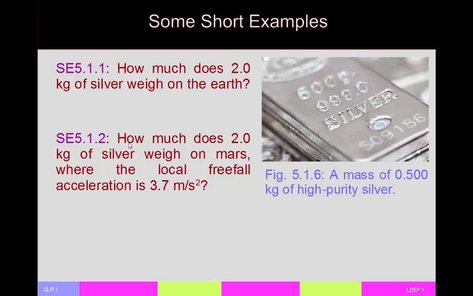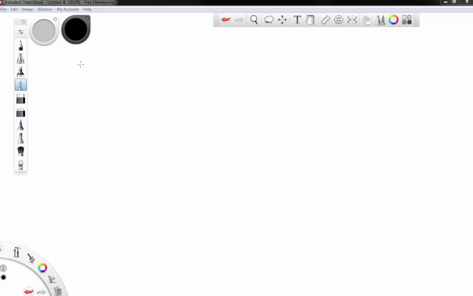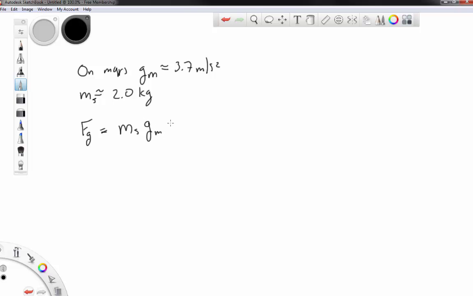Okay, next example. How much would this same 2 kilograms of silver weigh if we went to Mars instead of to the Earth? On Mars, the local free fall acceleration is about 3.7 meters per second squared. It's about a third of the value on Earth. Maybe a little off from a third, but 3.7 meters per second squared is the free fall acceleration on the surface of Mars. All right, well, on Mars, we can write that g for Mars is 3.7 meters per second squared. We had a mass of 2.0 kilograms. So the weight of this thing should be the mass times the free fall acceleration. So that's 2.0 kilograms times 3.7 meters per second squared.